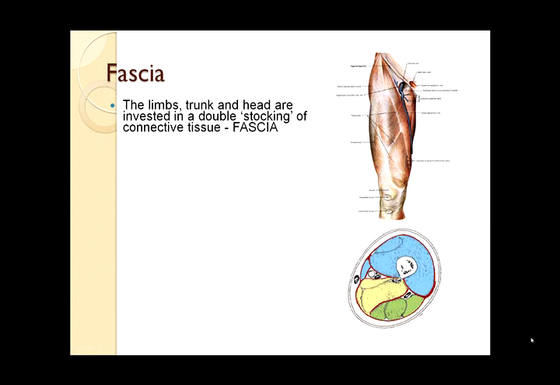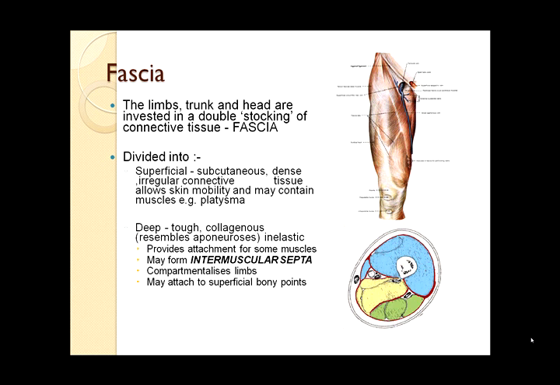The upper limbs and lower limbs, trunk, head and neck, are invested in a double layer of connective tissue known as fascia. This follows the skin and lies underneath the skin. The fascia itself is divided up into the superficial fascia and the deep fascia. The superficial fascia is a subcutaneous, dense, irregular connective tissue whose primary function is to allow skin mobility, occasionally containing muscles to maintain skin tone, for example muscles like platysma.